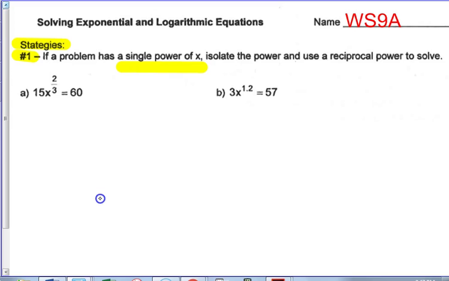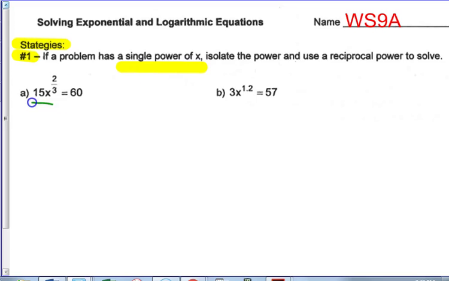All right. Worksheet 9 starts talking about exponential and logarithmic equations. The first kind, there's 4 strategies on here. The first strategy says if a problem has a single power of x. We have done these, and there's one on the quiz. Okay? We'll talk more on the one that's on worksheet 7. But we have done these. This is not really logarithm stuff yet.